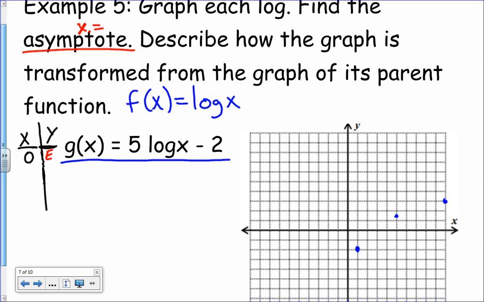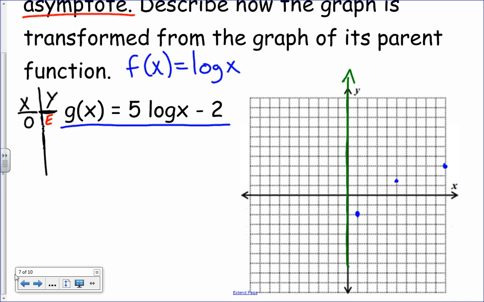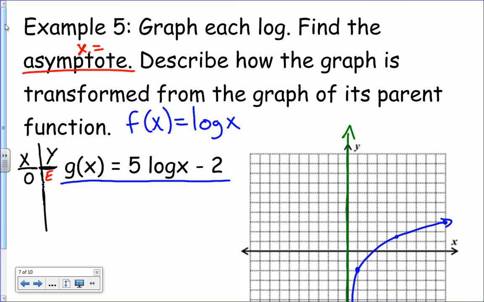But what I would do next is I would look at the graph. We've already determined that x equals 0 is the asymptote, because that's the last place in the table where there was an error. So if I'm going to connect these dots, I'm going to come down, down, down, and then it's just going to get pretty much vertical. All right, so we've graphed it. Find the asymptote. Well, here the asymptote is x equals 0. That is our asymptote.